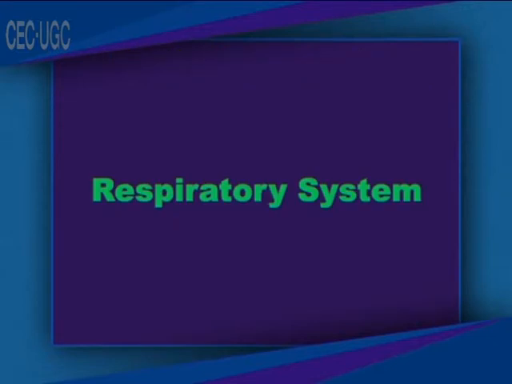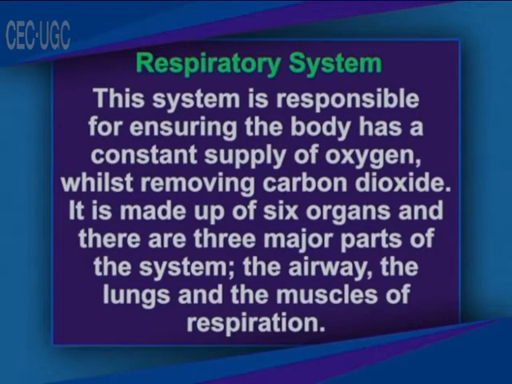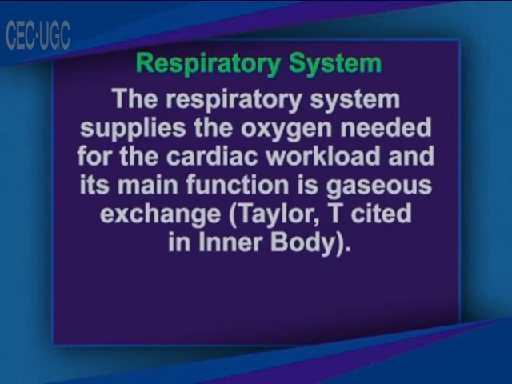The respiratory system. This system is responsible for ensuring the body has a constant supply of oxygen whilst removing carbon dioxide. It is made up of 6 organs and there are 3 major parts of the system: the airway, the lungs and the muscles of respiration. The respiratory system supplies the oxygen needed for the cardiac workload and its main function is gaseous exchange.